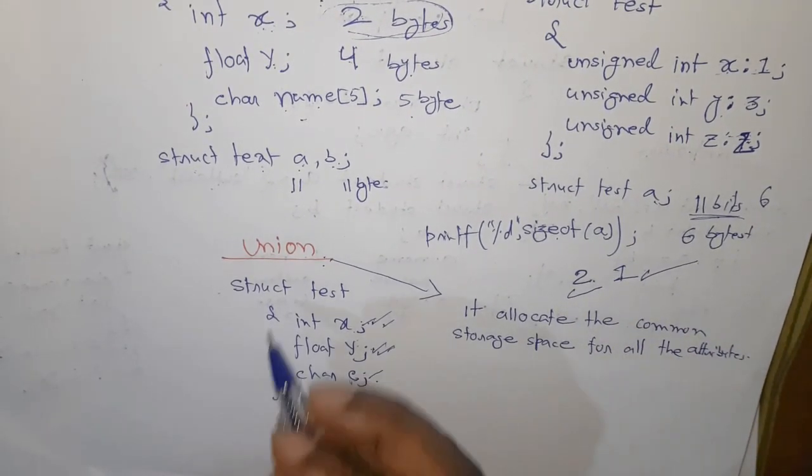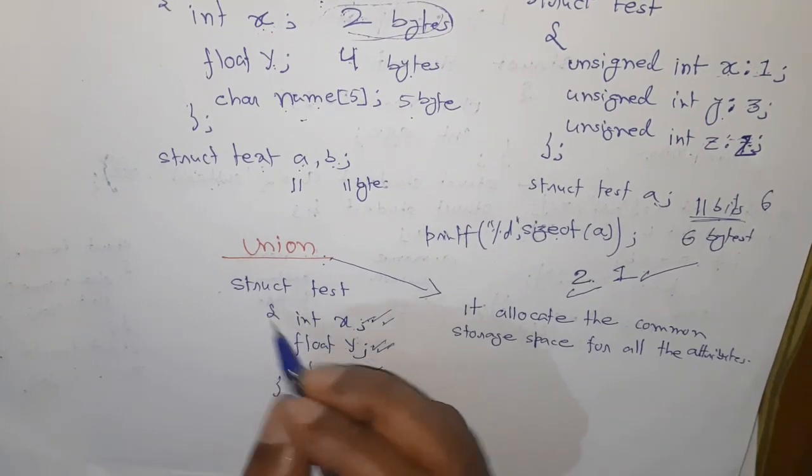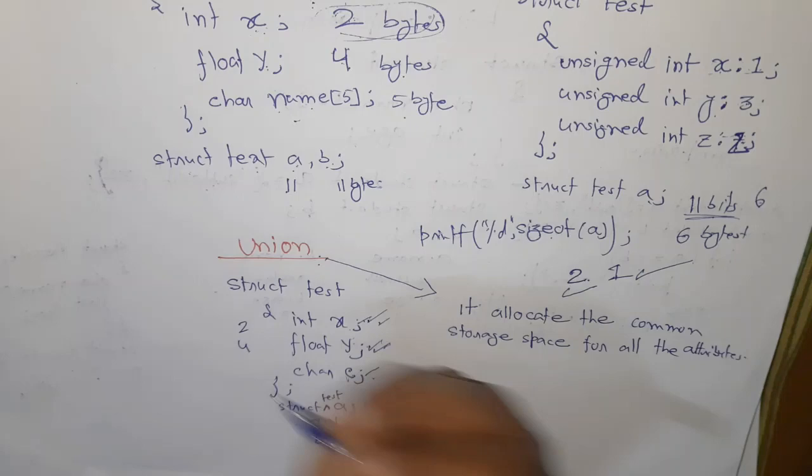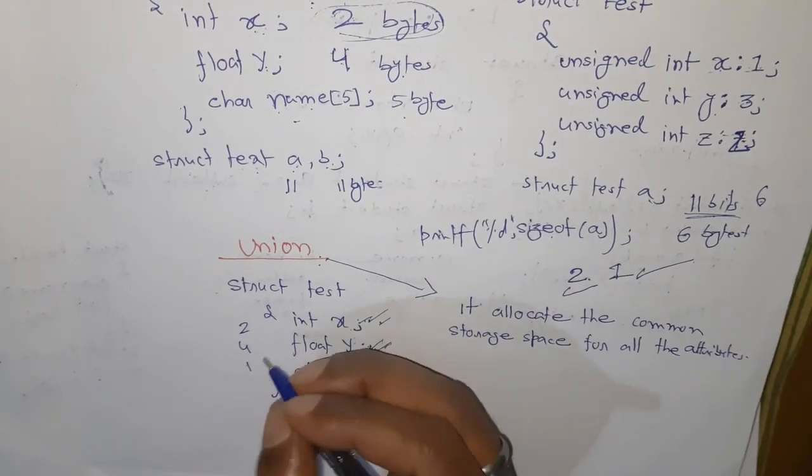So here, if you define the structure, int x will occupy 2 bytes, float y will also occupy 4 bytes, and character c will occupy 1 byte.